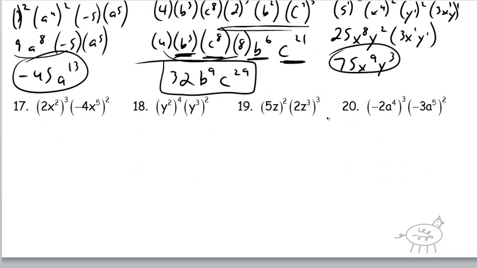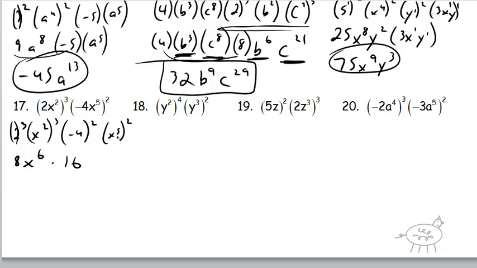Okay, 17. I'm going to do 2 cubed. Distribute that 3, that cubed. 2 cubed, x squared cubed. And I'm going to keep this in parentheses. I think that's a good idea. And then that's times negative 4 squared and x to the 5th squared. So basically 2 cubed is 8. That's x to the 6th. That's negative 4 squared is 16. And x to the 5th squared is x to the 10th.